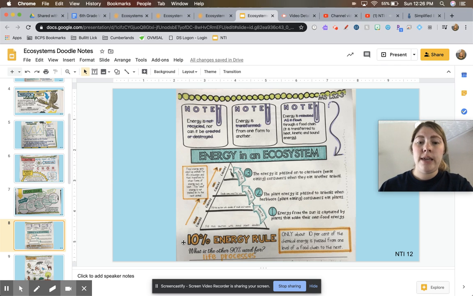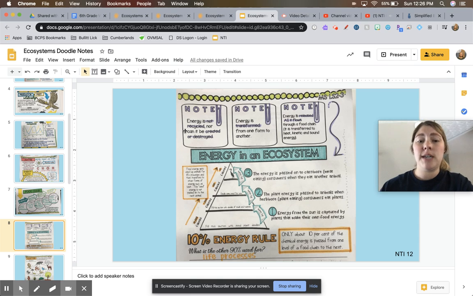So in an ecosystem, you have the 10% energy rule, and only 10% of the chemical energy is passed from one level of a food chain to the next. The other 90% is used for life processes. So just the animals themselves being able to convert that energy to live their daily lives.